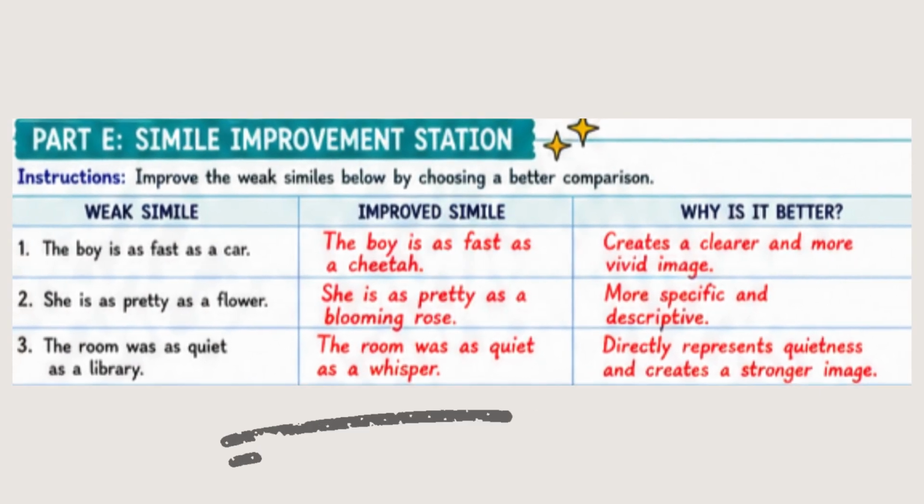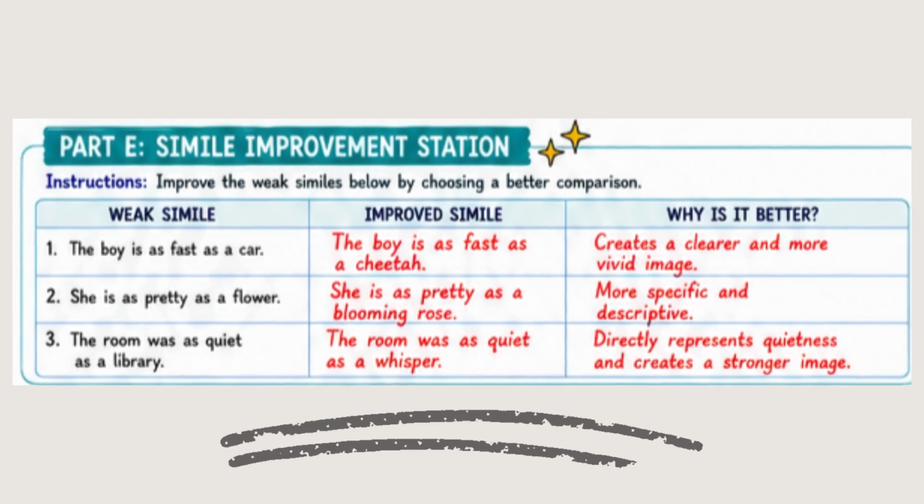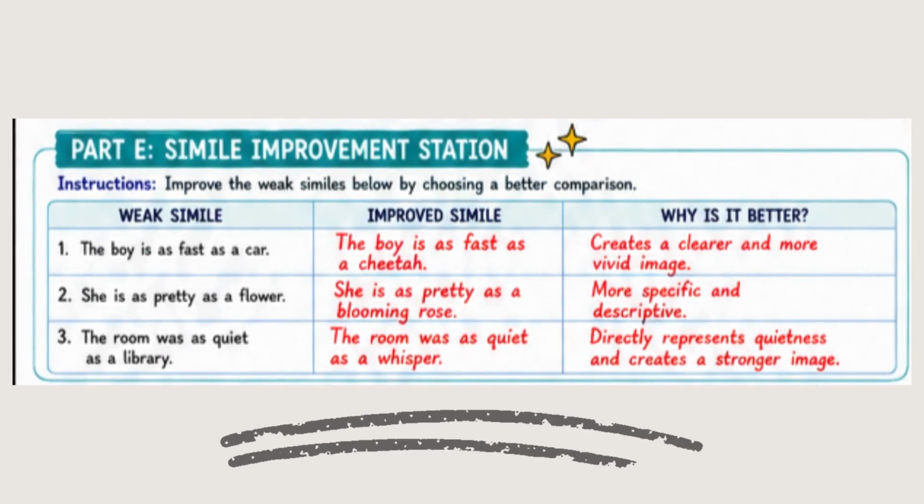In Part E, students are presented with weak or less effective similes. Their task is to improve the similes by choosing a more suitable comparison and explaining why the new version is better. This activity strengthens students' ability to evaluate and refine figurative language.